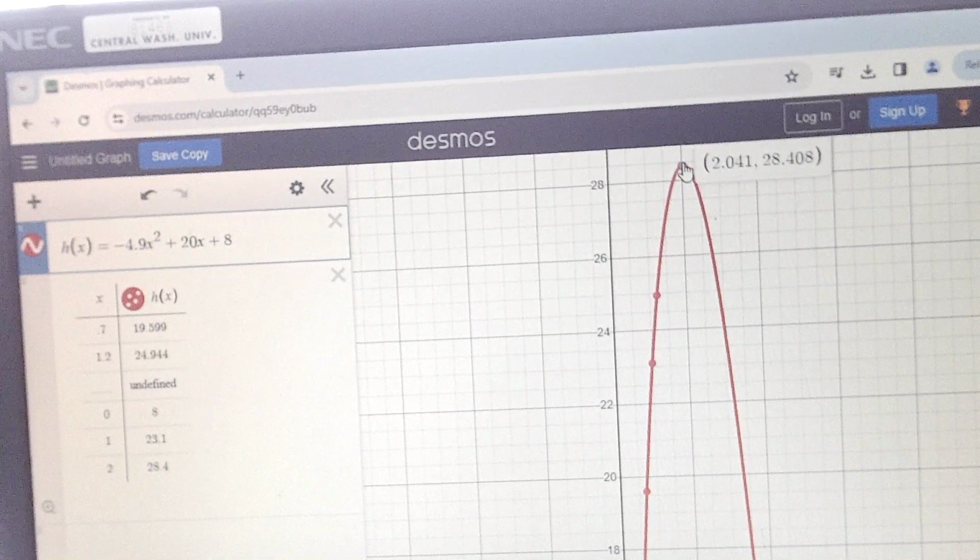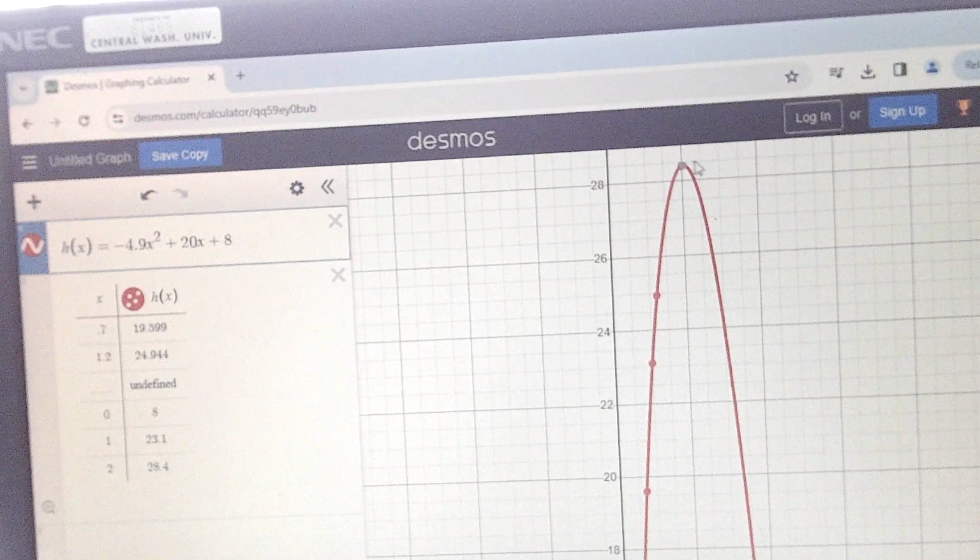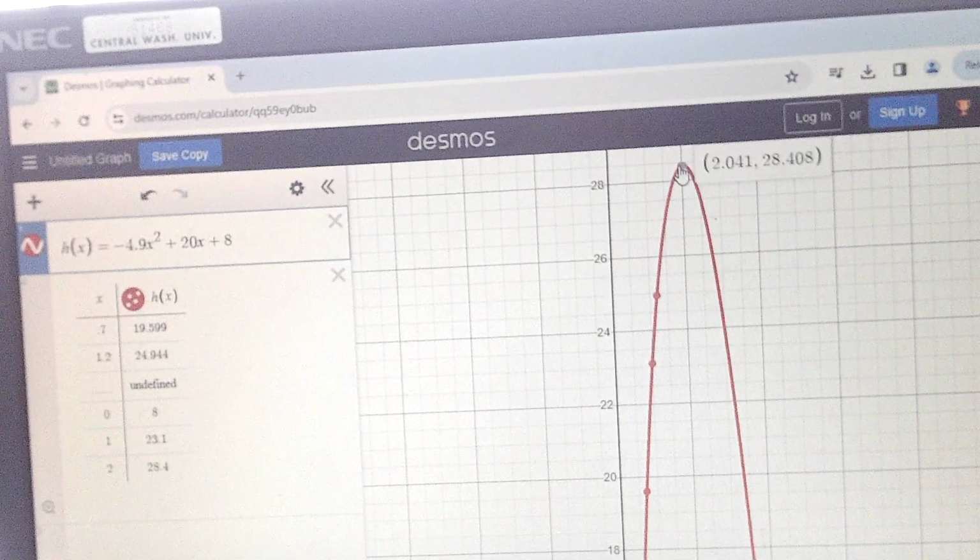So that's the maximum height it gets to. And it happens at 2.041 seconds, and it's at a height of 28.04. Okay, so that's how you can use Desmos to get those answers to those parts.